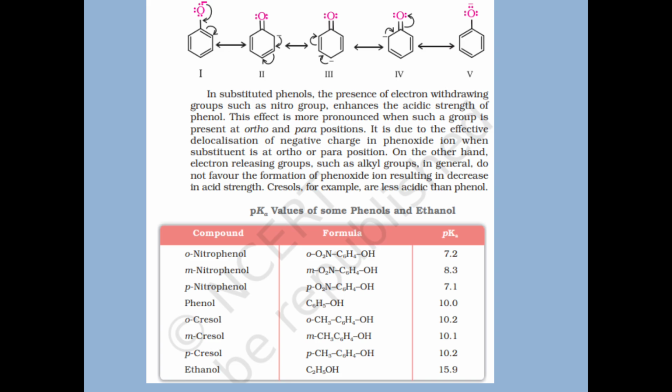Orthocresol has pKa value 10.2. It's suggesting that one methyl group exerting the plus I effect is reducing the acidic character of this phenol. Metacresol has a similar 10.1, paracresol also 10.2, and ethanol has 15.9. Here for ethanol, there is no such stabilization factor.